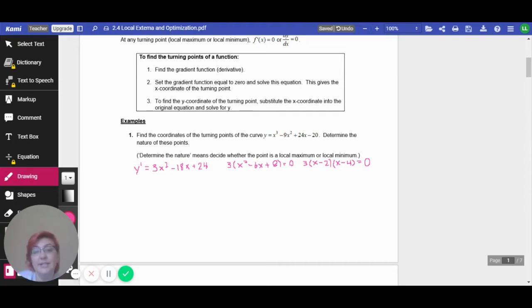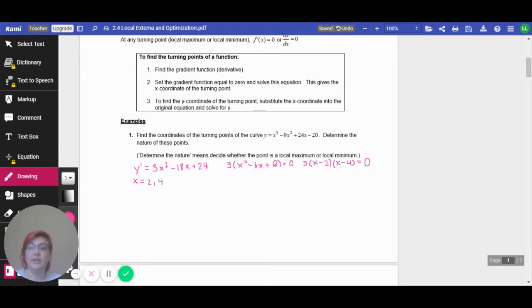Next, I'm going to set each equal to 0 and solve. So x minus 2 equals 0. Well, I've got to move the 2 to get x by itself. So x equals 2. And then x minus 4 equals 0. I need to move the 4. Therefore, x equals 4.